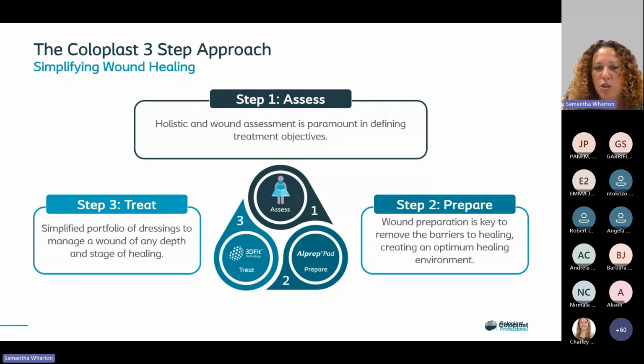Then we move on to step 2, which is that preparation. We know that wound preparation is key to removing the barriers to healing. And in my clinical experience, it's often the step that's missed or is not given the most appropriate amount of attention that it requires, because by removing those barriers to healing, you're creating that optimum healing environment. We need to do this to ensure whatever dressing or treatment we're giving that wound, it's in the most optimum condition to be able to progress. And then it leaves us on to our step 3, which is that treatment.